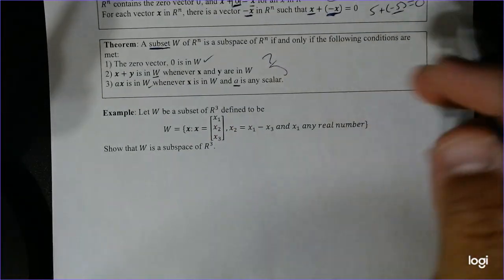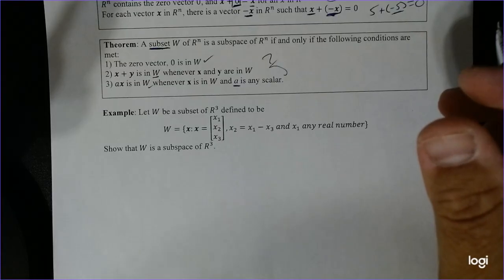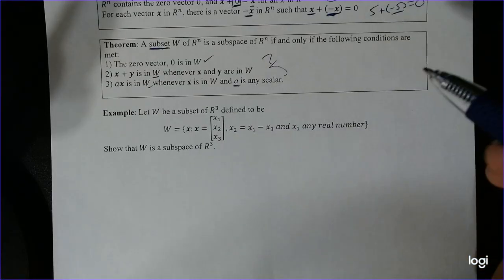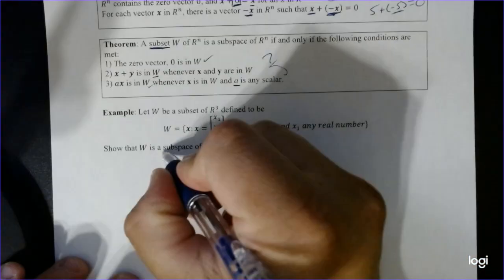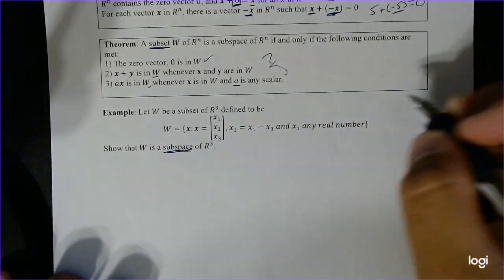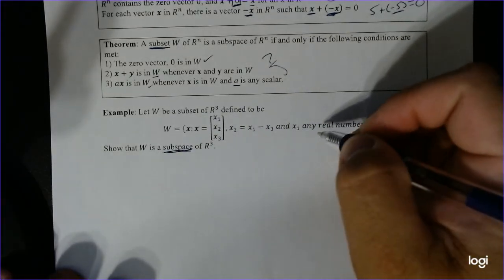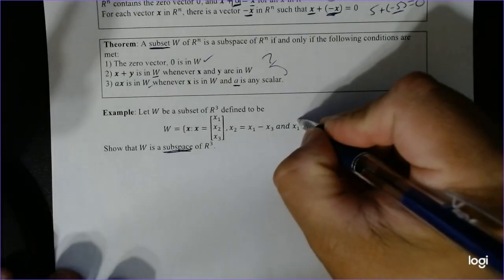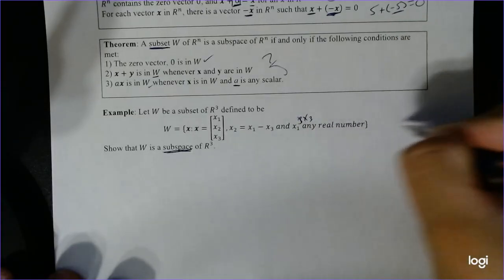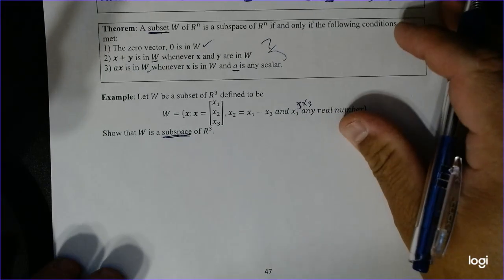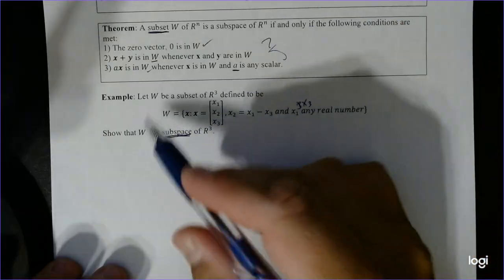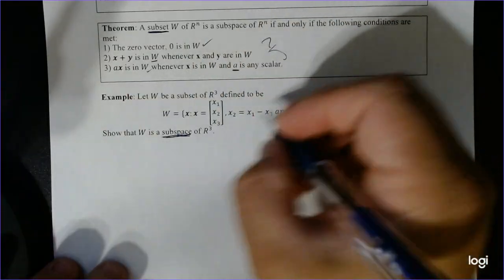Okay. So let W be a subset of R3, defined to be this. Right. So we want to ask, is this a subspace? Okay. All right. So again, how this format is done, and there has to be a little tweak here. x1 and x3 are any real numbers. Let's just change a little fact there. Okay. So what does an actual vector look like in W? We'll just start there.